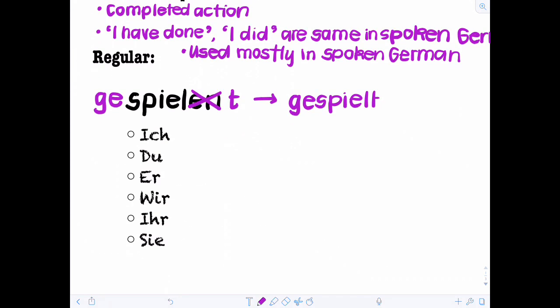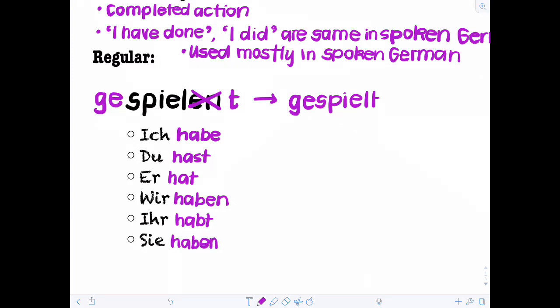First, we conjugate haben. So if you haven't already watched our video on the present tense, I would suggest watching that now. So here, haben is the auxiliary verb and gespielt is the past participle. So after you've conjugated haben, you then add gespielt. So ich habe gespielt is I played. Du hast gespielt is you played. Er hat gespielt is he played. Wir haben gespielt is we played, and so on.